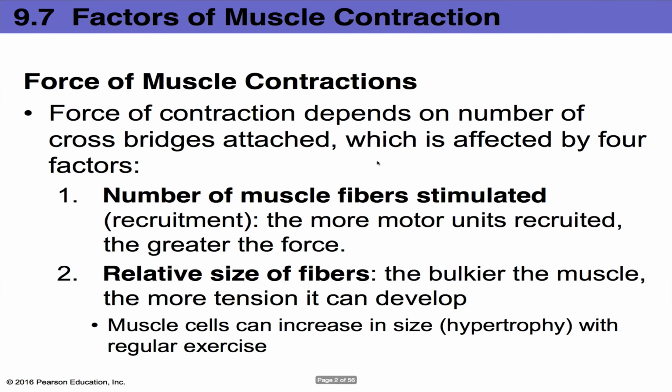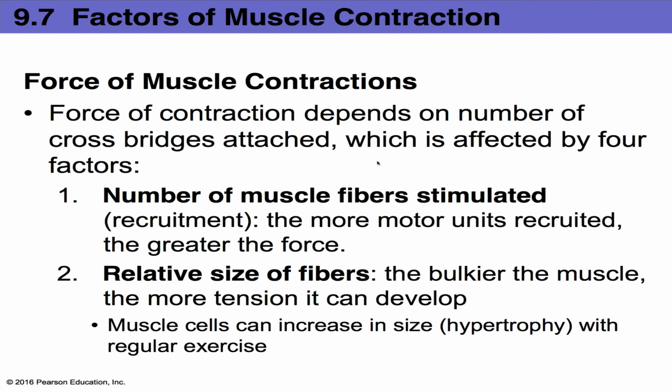Okay, so the force of muscle contractions depends on the number of cross bridges that are attached, and this is affected by four factors. The very first one is the number of muscle fibers that are stimulated or recruited. So the more motor units you have recruited, the greater the force is going to be.